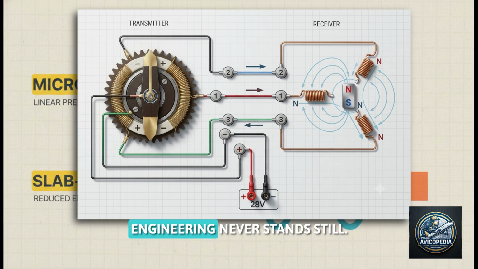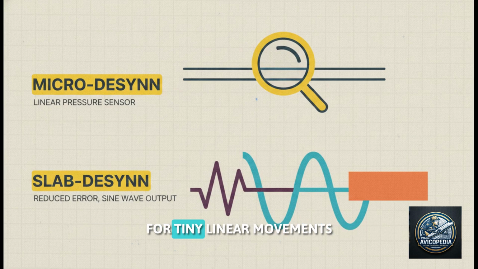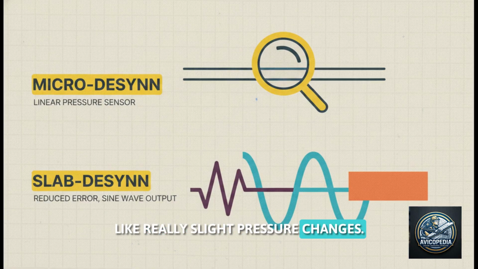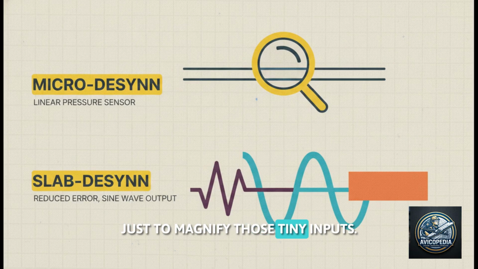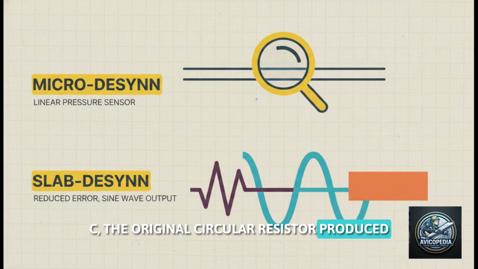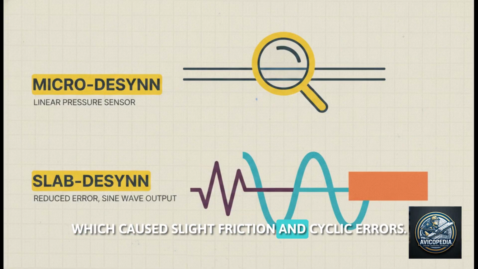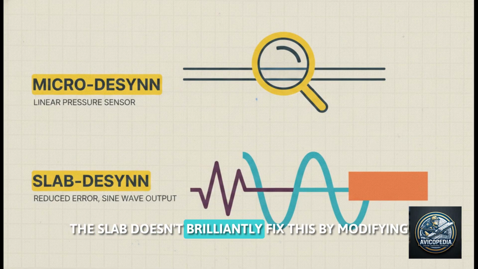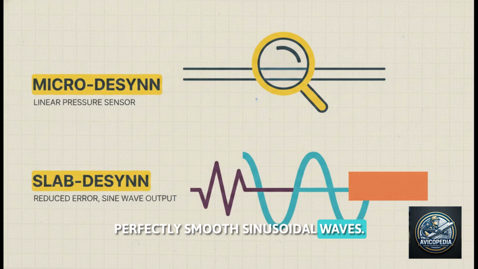But you know how it is, engineering never stands still. The basic Desynn was great, but it had its limits. For tiny, linear movements, like really slight pressure changes, they engineered the micro-Desynn. This used 2 straight parallel resistors instead of a circle, just to magnify those tiny inputs. Then came the slab Desynn. See, the original circular resistor produced this kind of jagged, sawtooth waveform of resistance, which caused slight friction and cyclic errors. The slab Desynn brilliantly fixed this by modifying the resistor's shape to produce perfectly smooth sinusoidal waves. It was a massive upgrade in accuracy.